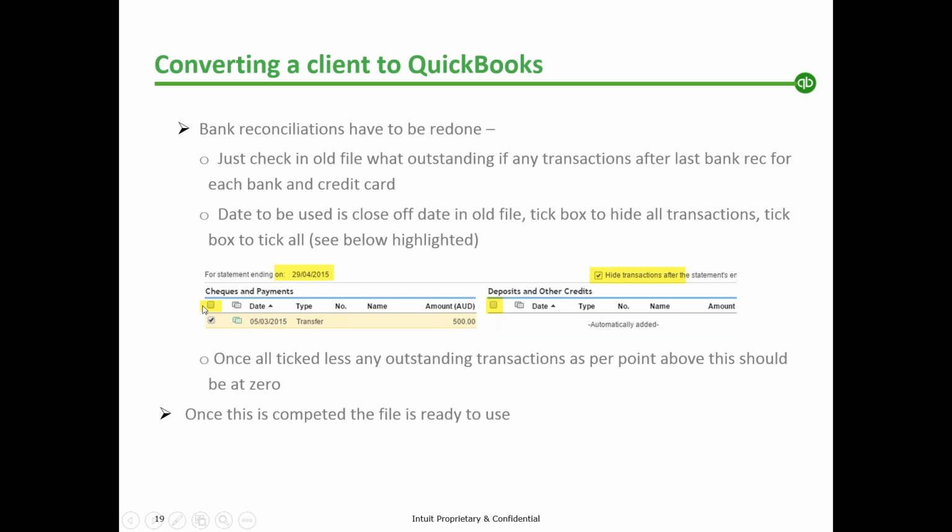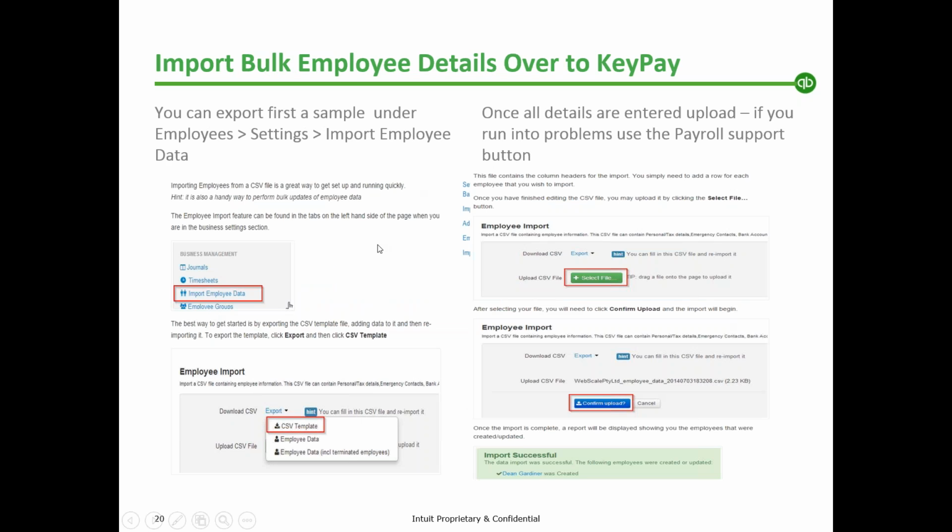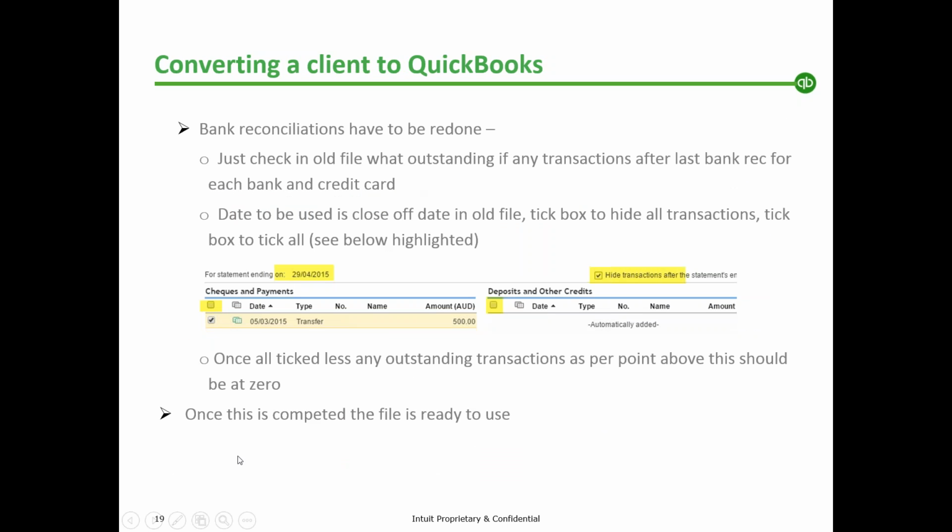All you need to do is see this highlighted yellow box, tick on there, and that will tick all the transactions on our checks and payments column. Tick on deposits and other credits. That will tick all your deposits and other credits.